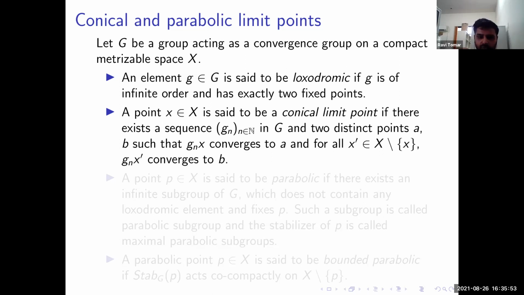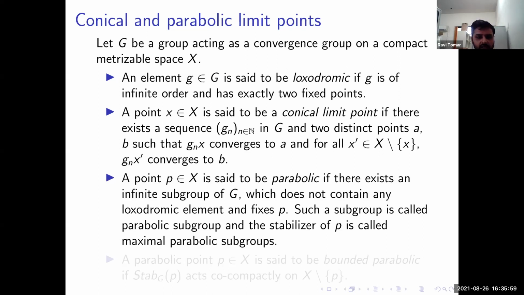Now we have the definition of a parabolic point. A point p in this space X is said to be parabolic if there exists an infinite subgroup of G which does not contain any loxodromic element and fixes p. Such a subgroup is called a parabolic subgroup, and the stabilizer of p is called a maximal parabolic subgroup.